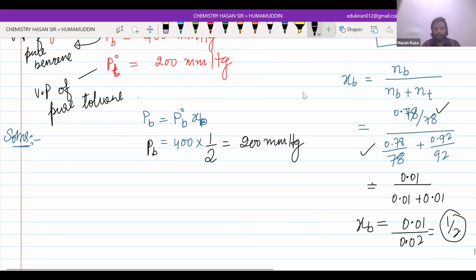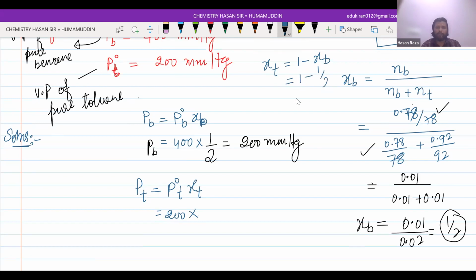Okay. Now, if you are going to calculate the partial pressure of toluene, that will be equal to the pure pressure of toluene into the mole fraction of toluene. What is the pure pressure? That is given as 200. And to calculate the mole fraction of toluene, you can use this formula directly: 1 minus the mole fraction of benzene. We already calculated the mole fraction of benzene is 1 by 2, so 1 minus 1 by 2 is again 1 by 2. And the partial pressure of toluene will be 100 mm Hg.